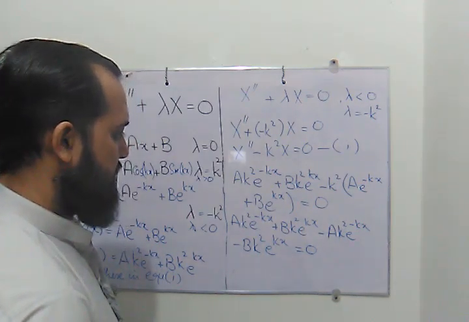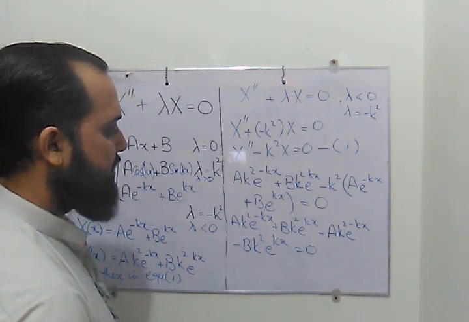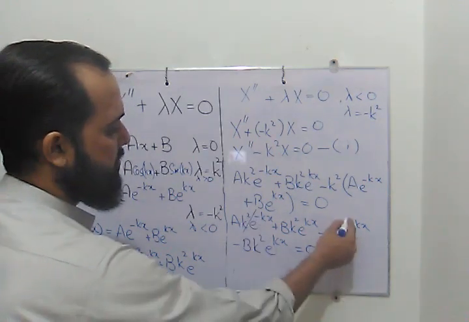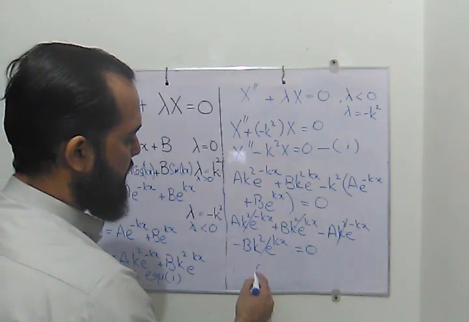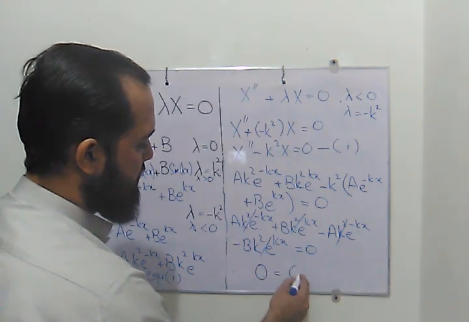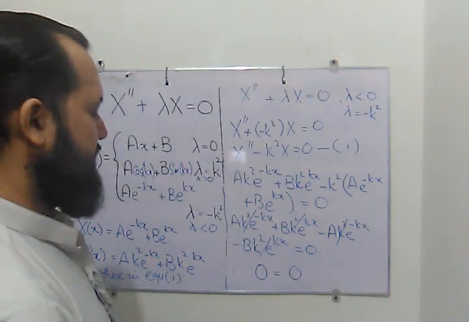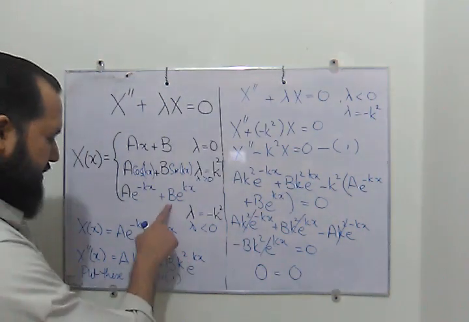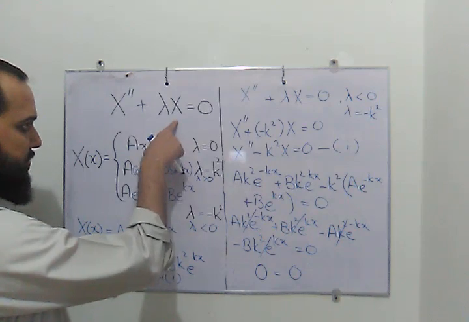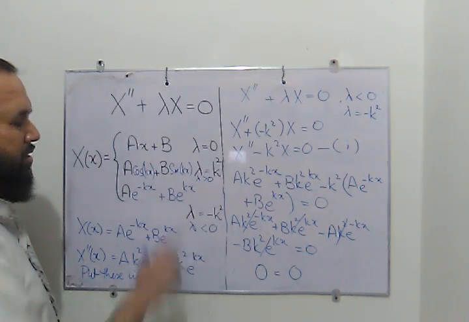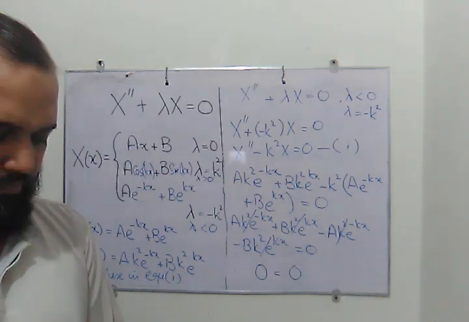So again, we have the situation where we have the same terms with opposite signs, which cancel out each other, and we have the 0 here, which is equal to the right hand side. This proves that indeed this is the solution of this differential equation when we took lambda as a negative value, or minus k square.